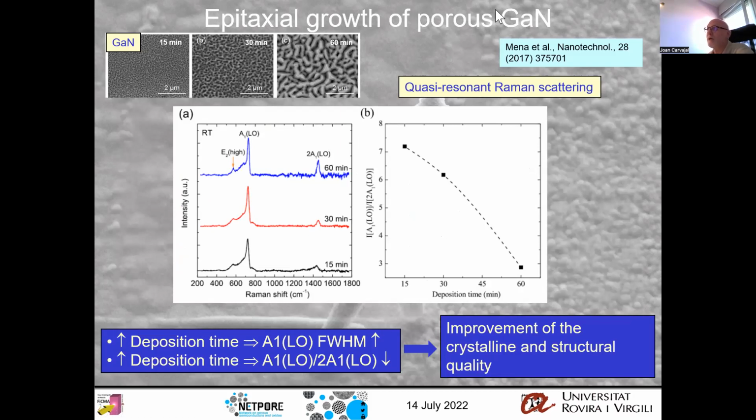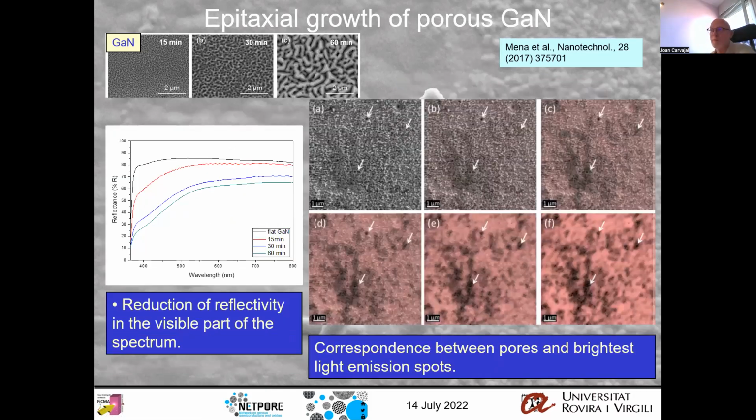Also, this was confirmed by quasi-resonant Raman scattering, just by analyzing the full width at half maximum of the A1 band, and also comparing the intensity of the A1 and the first overtone of this band, the ratio of intensities between these two bands. And what we observe is that, for instance, when we analyze the intensity ratio, this decreases as the deposition time increases, which confirms that we have an improvement in the crystallinity and the structural quality of the epitaxial layers that we are producing.